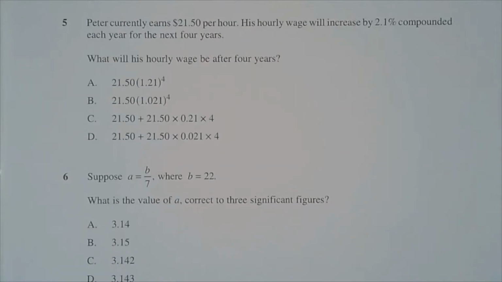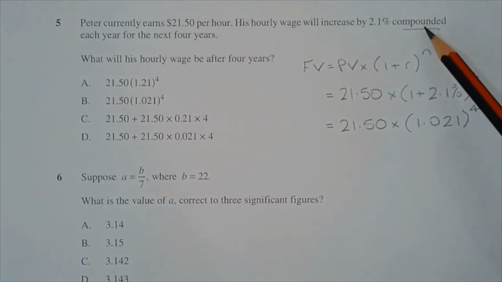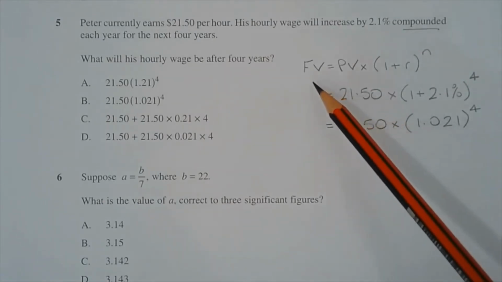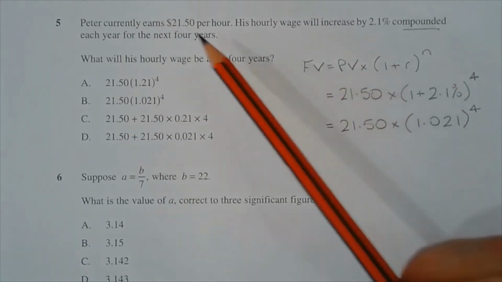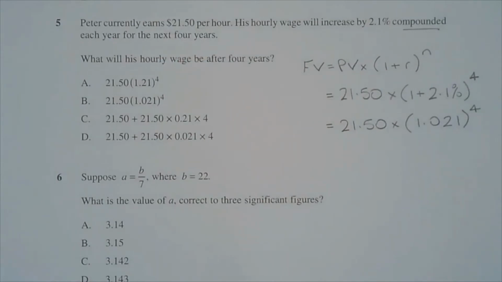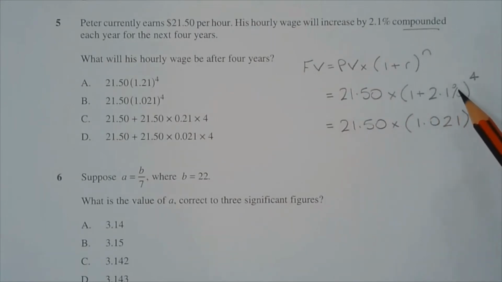Question 5. Peter currently earns $21.50 per hour. His hourly wage will increase by 2.1% compounded each year for the next 4 years. What will his hourly wage be after 4 years? The key word is compounded, so we'll use the compound interest formula to determine Peter's wage in 4 years' time. The future value is equal to present value multiplied by (1 + r) to the power of n. Now the present value corresponds to Peter's current wage, which is $21.50 per hour. So that equals $21.50 multiplied by (1 + 2.1%), the annual rate of increase, to the power of 4, since it's over 4 years.